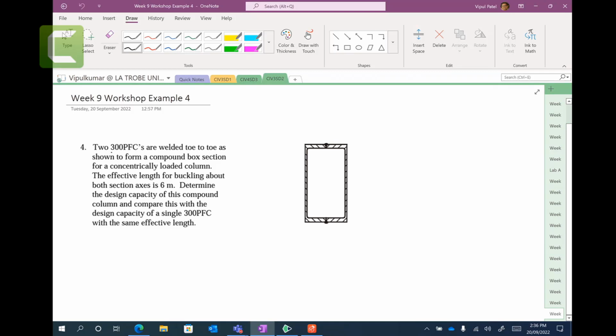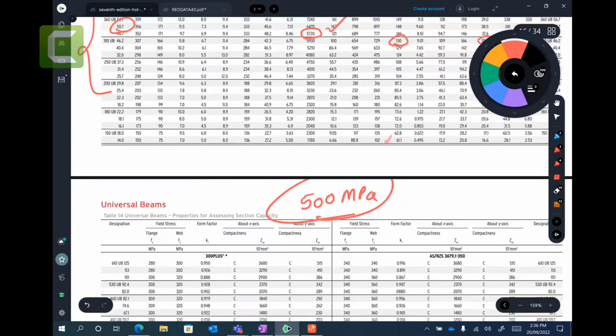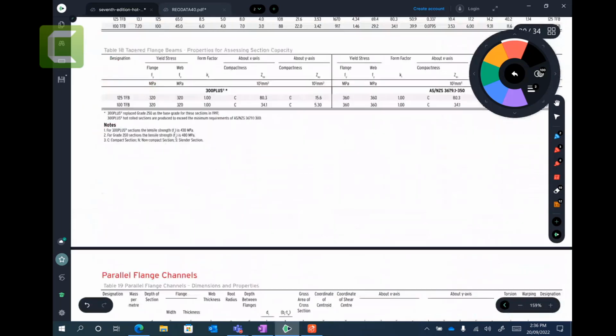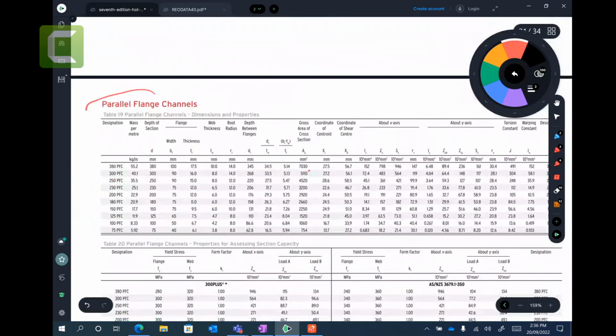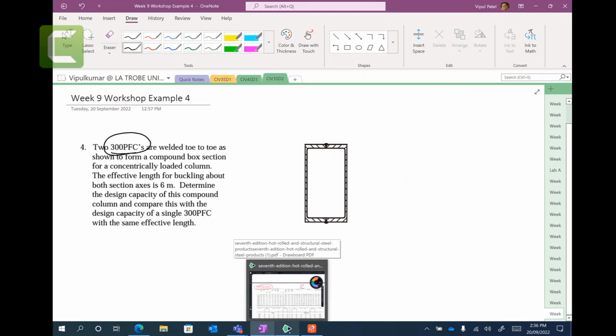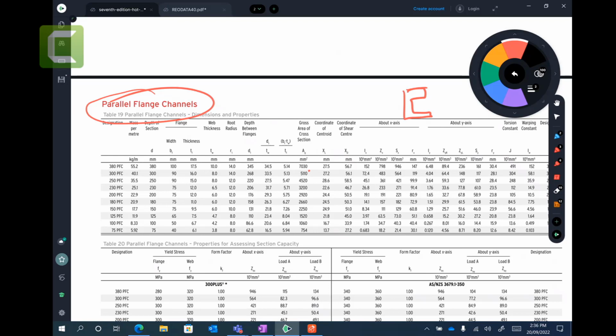So let's say you have parallel flange channels. I can show it to you: parallel flange channels, PFC, taper flange beam, parallel flange channel, right? The C channels like this. All right, what was the 300 PFC? So we are working on 300 PFC. We are working on here, second row.